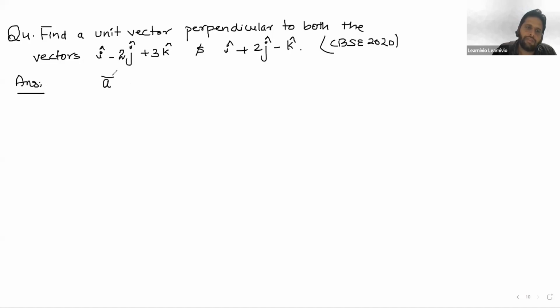Please check here. Suppose we have two vectors, and the question is find a vector which is perpendicular to both these two vectors. Who can tell me what we will find? The question is find a vector which is perpendicular to both these vectors. So what do we need to find? We need to find the cross product.